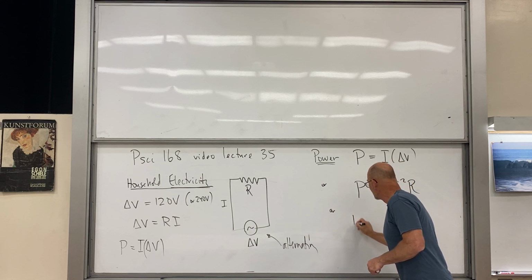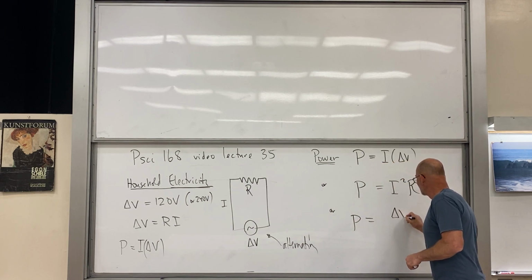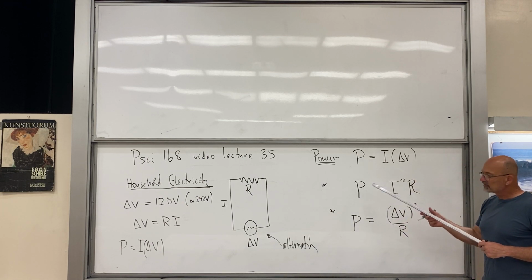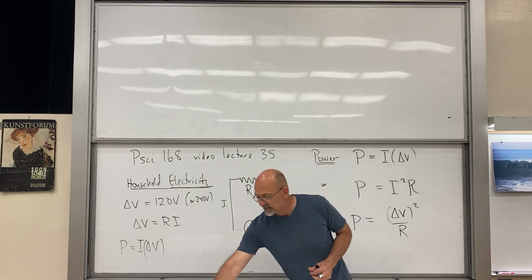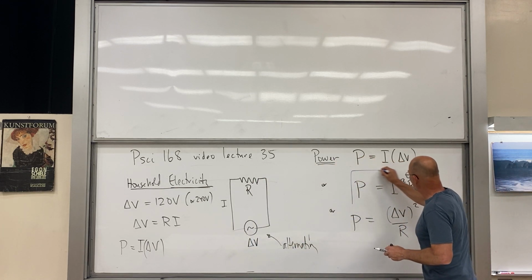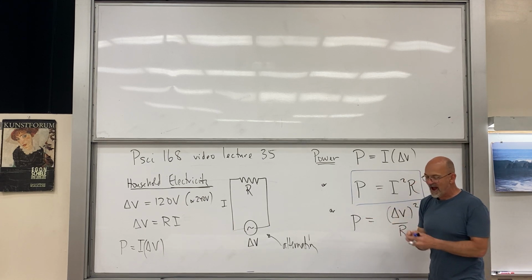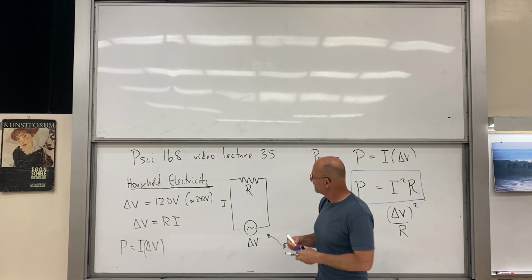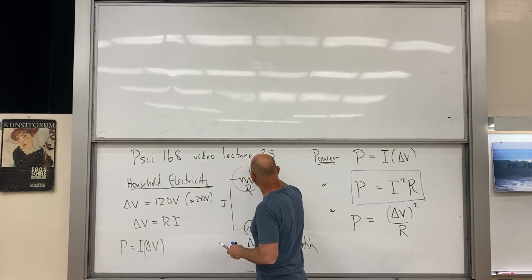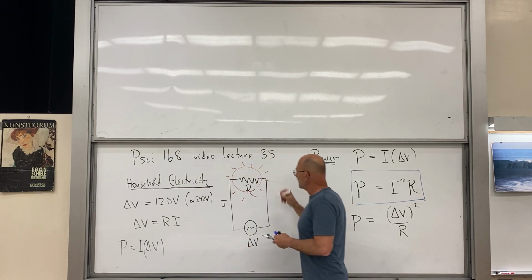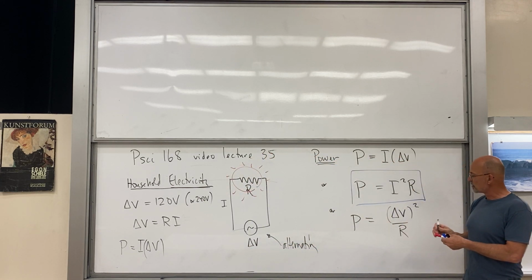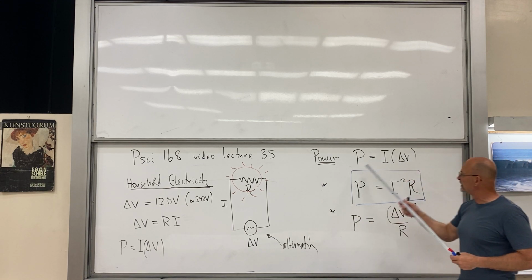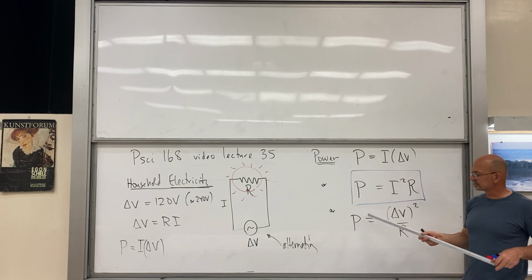Or P equals delta V squared divided by R. This one in particular I want to talk about, because say we were talking about the power being used by our device here. How about I circle it in red to indicate that it's getting hot? So there's our device, and there's our power rating. You'd say, good, there's my voltage, 120 volts, current, that's how many watts I'm using.